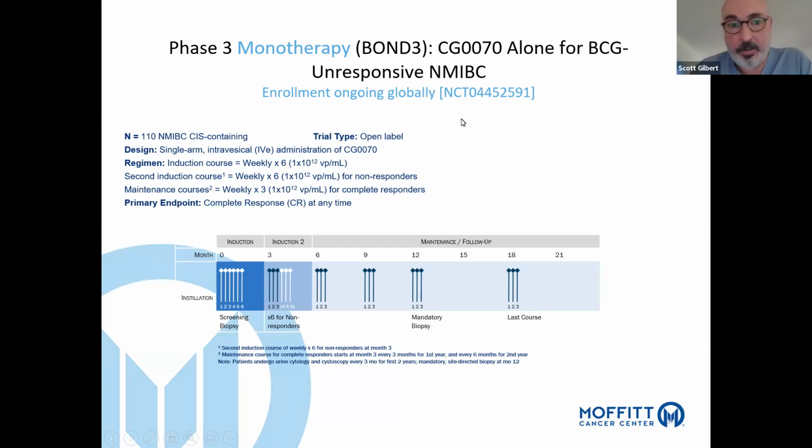This is a single-arm, non-randomized study, so there will be additional studies performed in a randomized controlled trial format. And I suspect if I had a voting right, if this study is positive and shows as promising results as we saw with the phase 2 study, I would put this against gemcitabine docetaxel as a standard of care for BCG unresponsive disease and see which one does better. So the primary endpoint is complete response at any time.